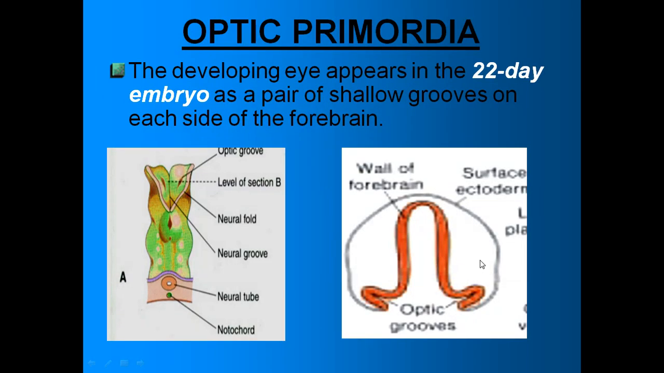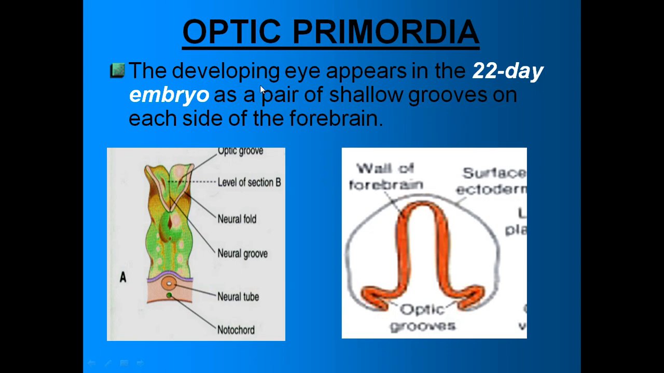So let's start with the development of the eye in detail. The development of the eye starts appearing in the fetus as early as the 22nd day of the embryo as a pair of shallow grooves on each side of the forebrain. Please note, this is the forebrain, this is the developing neural tube. So what happens in this neural tube? There will be 3 vesicles: forebrain, midbrain and hindbrain. The forebrain gives rise to the cerebral hemisphere. In that you can make out one groove is developing.